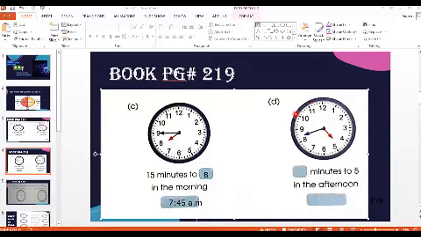5, 10, 15, and now take small steps. 16, 17, 18. Yes, when we count small steps, our answer is 18 minutes to 5 in the afternoon. For the afternoon, we use PM.